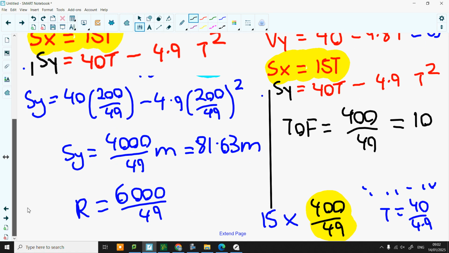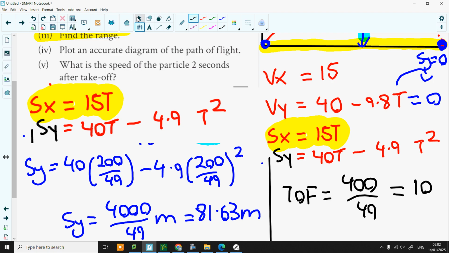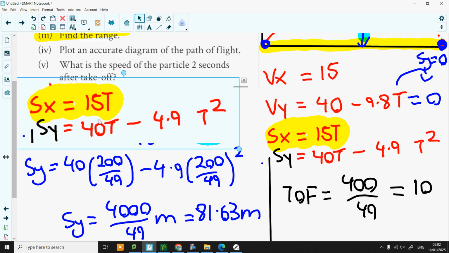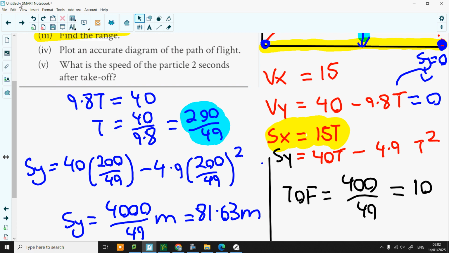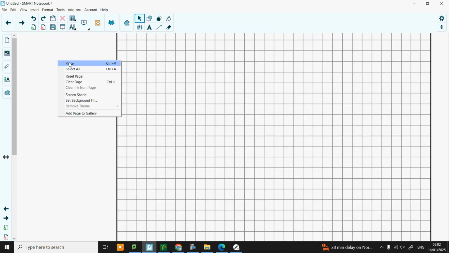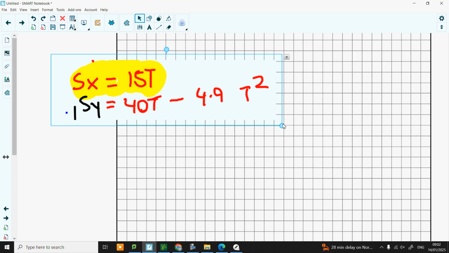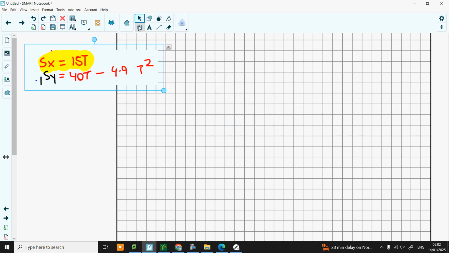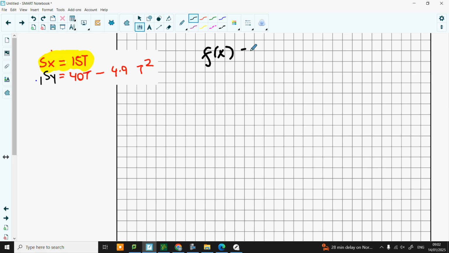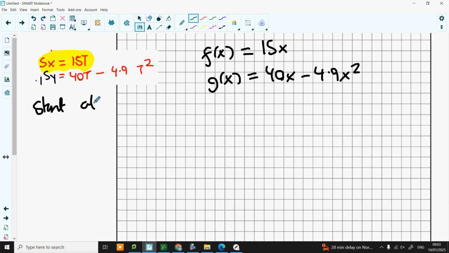Okay, where is my formula? So what I'm getting everybody in the class to do currently is the following. I'm going to grab this here, cut it, move it over to my graph, and paste it. And here's what you guys are going to do for me right now. You're going to change f of x into 15x. You're going to change g of x into 40x minus 4.9x squared. You're going to start at 0. You're going to end at 10.